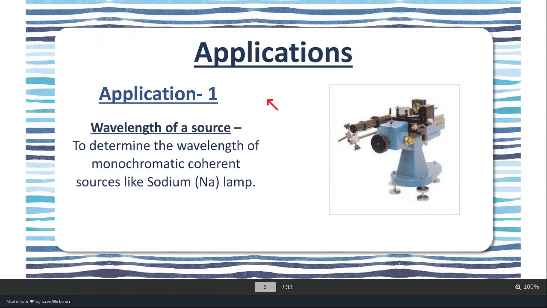The first application is to determine the wavelength of monochromatic coherent sources like a sodium lamp. We all know that the Michelson interferometer, like we stated in its definition, can be used to determine the wavelength of some monochromatic coherent sources. Now we have here something like a sodium lamp. Monochromatic here means a light beam whose wavelength remains constant. And as for coherent, we will get back to it here. So let's go for application 2.